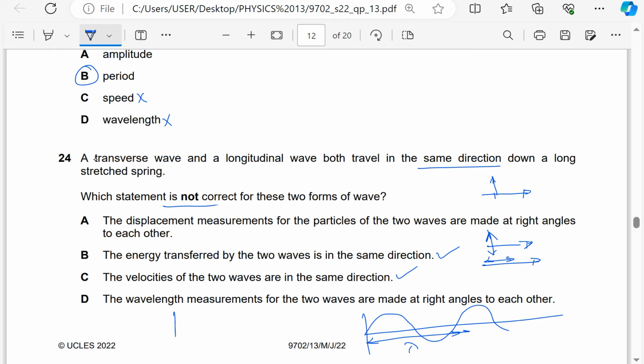And if you have a longitudinal wave where you have the troughs together and points of maximum and then minimum, the wavelength is measured like this. So they are parallel. So they are not right angles. So this statement is not correct.